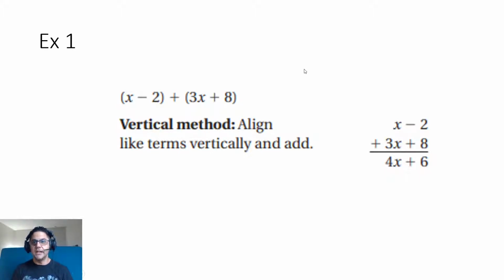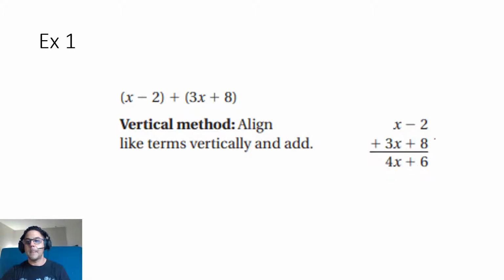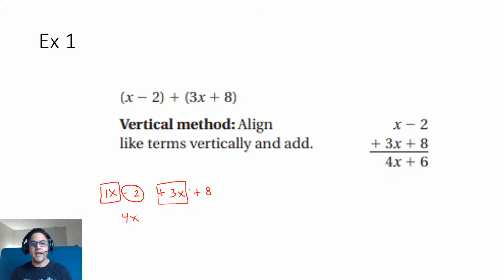So horizontal, let me change it to the nice writing pen. This would simply be x, a -2. There's no number in front, right? So I don't have to even use my distributive property. So it's just a positive 3x and a positive 8. We do remember there's a 1 there. So I would combine my like terms. A 1x plus a 3x is a 4x. And a -2 and a positive 8 is a positive 6.